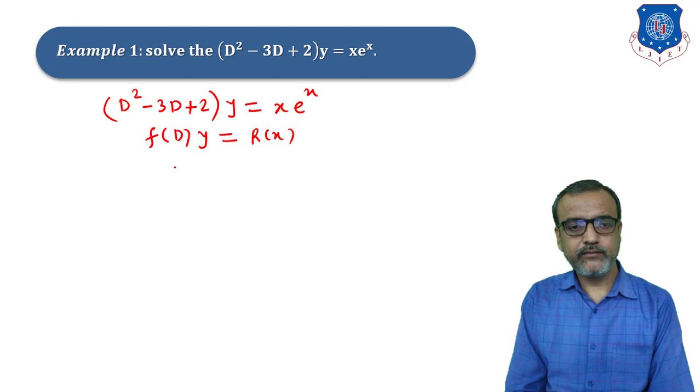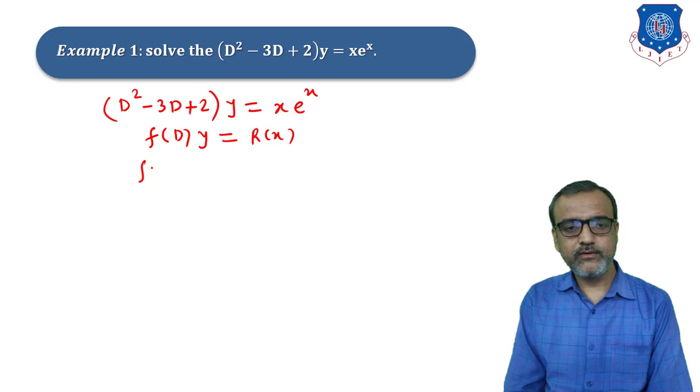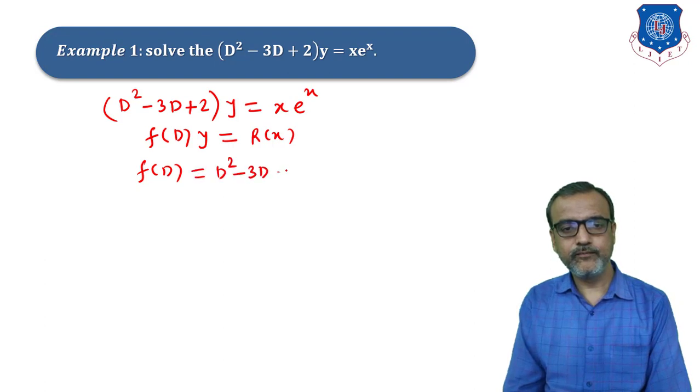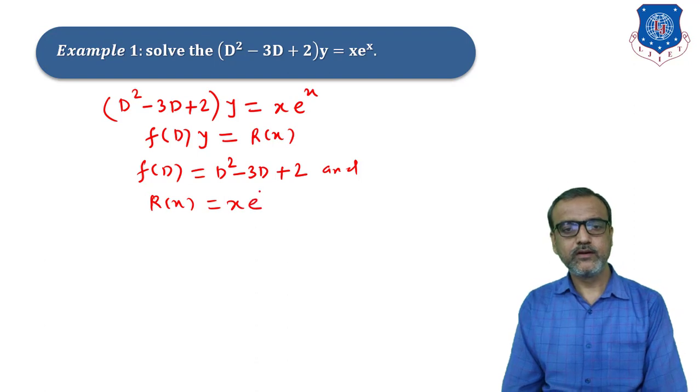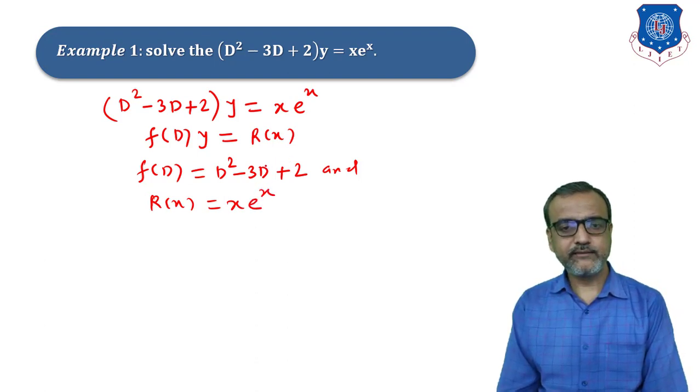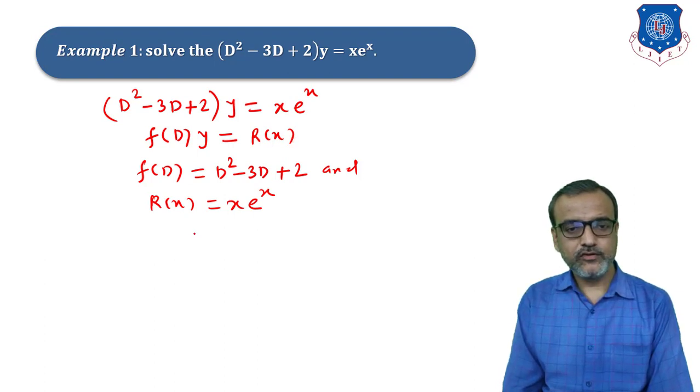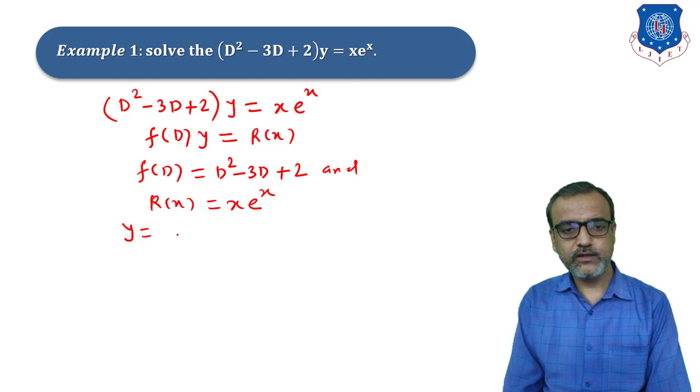Now by comparison we have f of D equals D square minus 3D plus 2, and R of x equals x e raised to x. You may write down R of x as Q of x also. Now the solution of this equation is given by y equals CF plus PI.